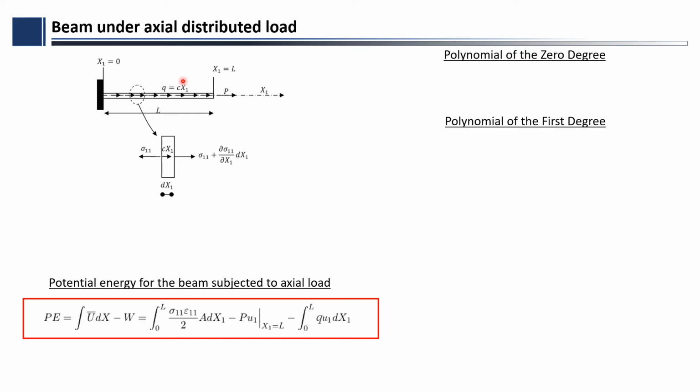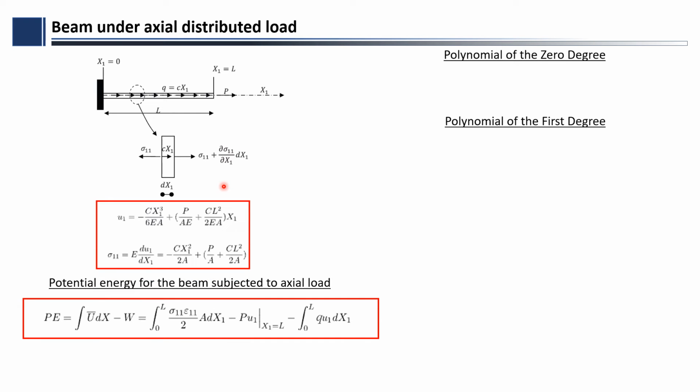As we have solved this problem before using the differential equation of equilibrium, now I'm going to use the exact solution here directly. After using Rayleigh Ritz method, I'm going to compare the approximate solutions to the exact solution. Now I'm going to use the Rayleigh Ritz method with 0, first, and second degree of polynomial functions to solve this problem again. Let's start with 0 degree of polynomial function.